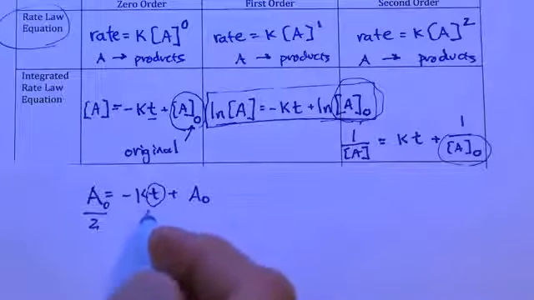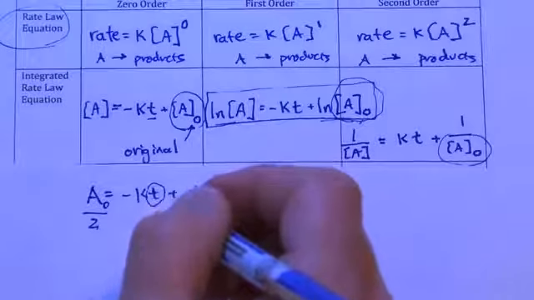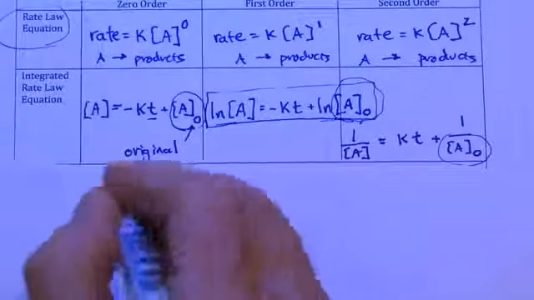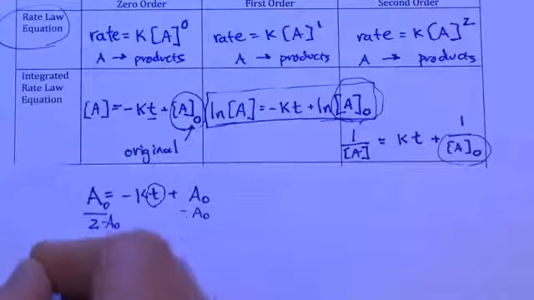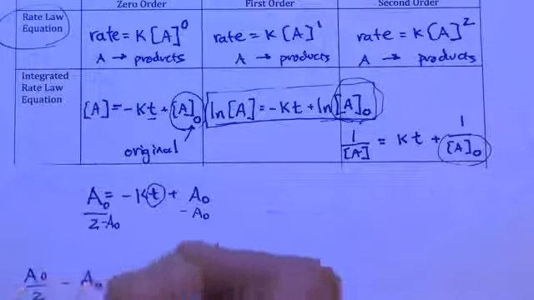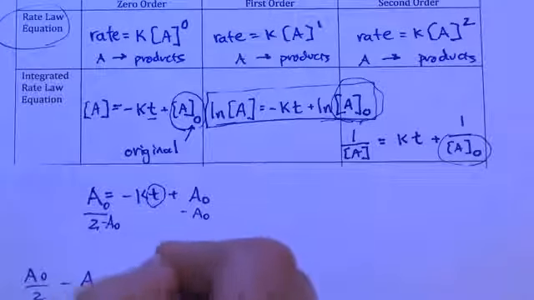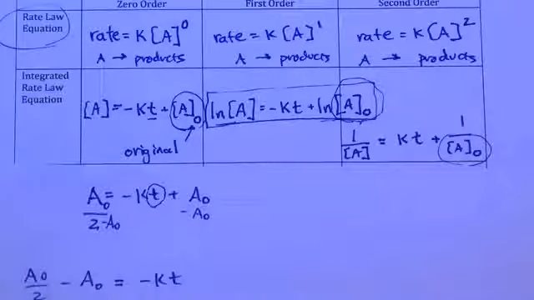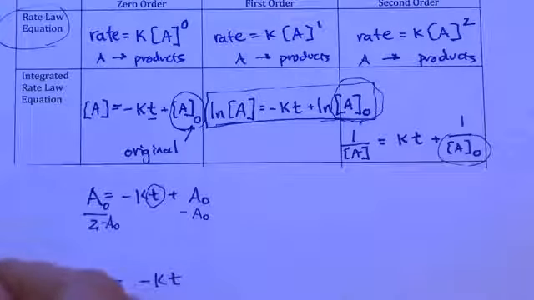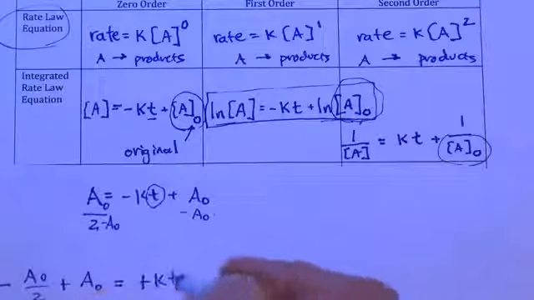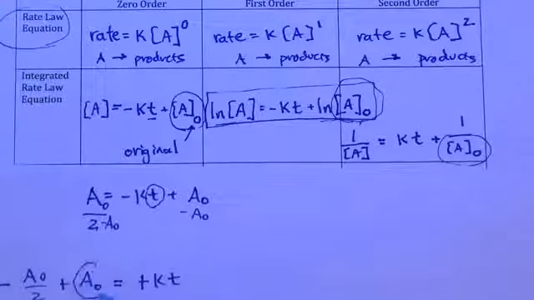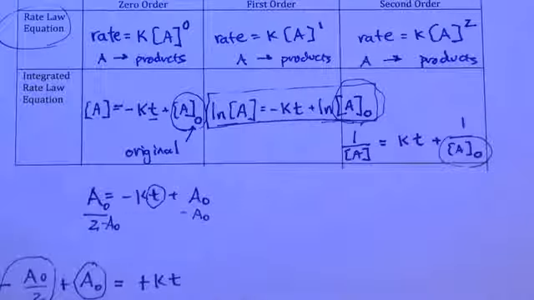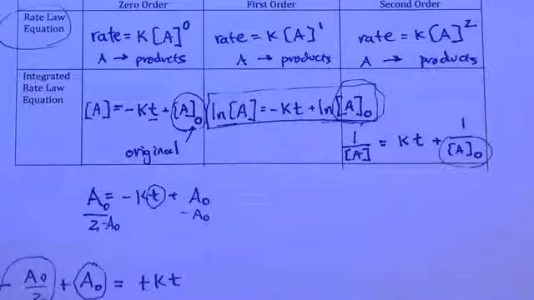I could go ahead and subtract A naught from both sides of the equation. So I'd end up with A naught divided by 2 minus A naught is equal to negative KT. I'm a big fan of getting rid of these negative signs, so let's multiply the whole thing by negative 1. And now I have A original, or A naught, plus a negative half A naught. Well, that just leaves me with half of the A naught left, so add those two together, and I end up with A naught divided by 2 is equal to KT.